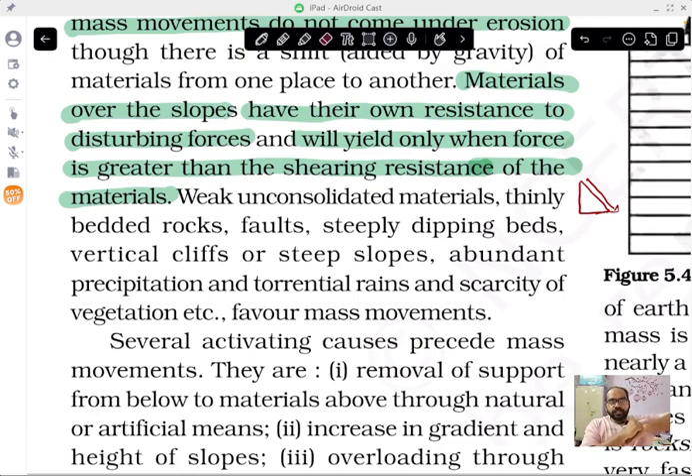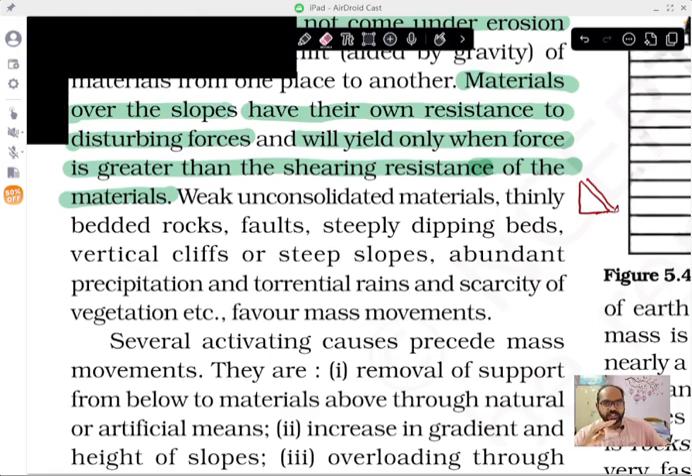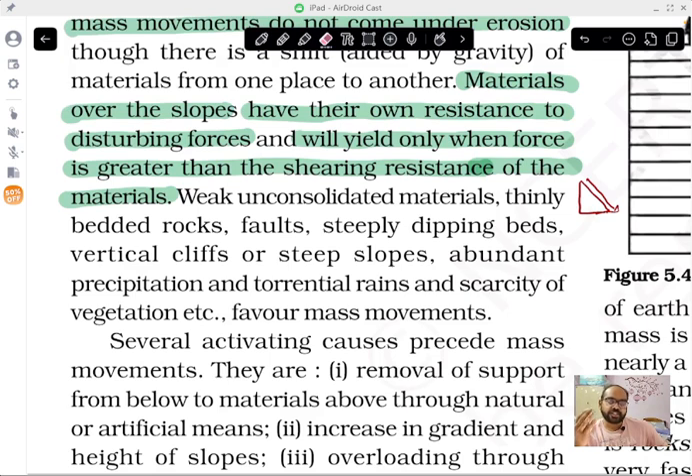While they're in that place, they offer their own resistance to disturbing forces. Here, disturbing forces is what? Gravitational force. It is trying to pull. The gravitational force is trying to pull, but the rock material present on the slope offers some resistance due to internal strength present in it. That internal strength is defined by its chemical nature, physical characteristics, density of the material and all. So it has some internal strength, and that internal strength is offering resistance to the disturbing force, that is gravitational force.